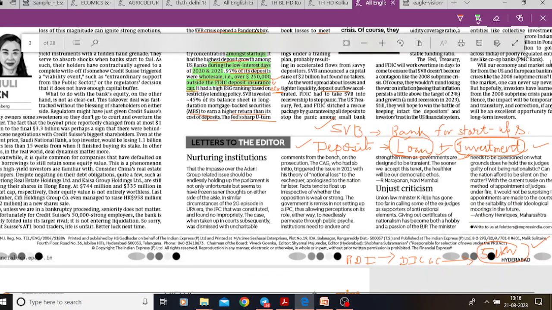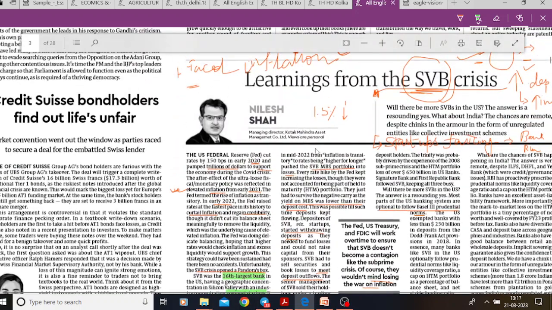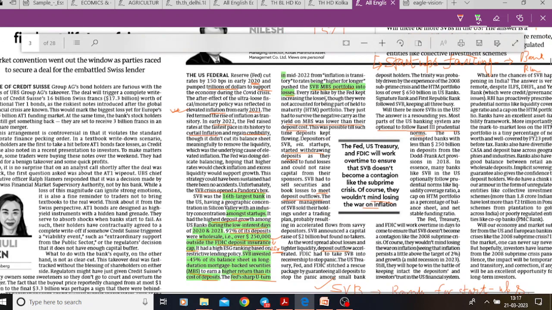So that's why it's very problematic, and it had a higher ESG ranking based on restrictive lending. SVB invested 45% of its balance sheet in long duration mortgage backed securities to earn a higher return than its cost of deposits. The Fed's sharp U-turn, that is raising the rate of interest in mid 2022, from inflation being transitory to rates being higher for longer, pushed the SVB MBS portfolio into losses. Every rate hike by the Fed kept increasing the losses, though they were not accounted for.